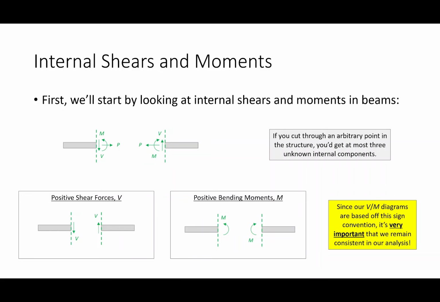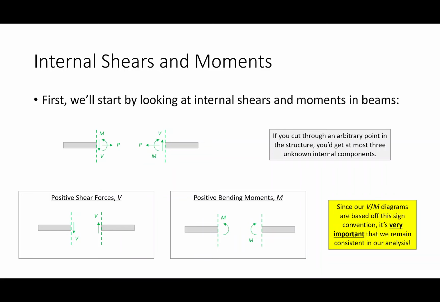So I propose, for example, with shears, if you cut a section and look to the right, we're going to take upward shears as positive. If you cut a section and look to the left, we're going to take downward shears as positive. For moments, if you cut a section and look to the right, we're going to take clockwise moments as positive. Cut a section and look to the left, counterclockwise moments as positive.